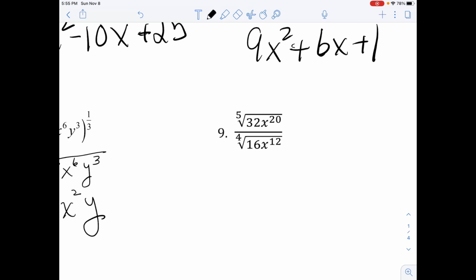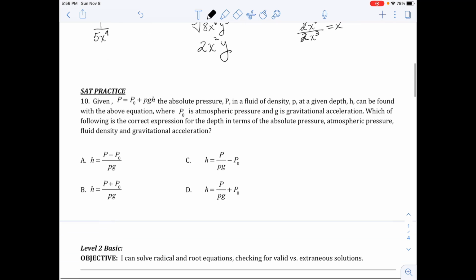So the 5th root of 32, you have to find out what number multiplied by itself 5 times is 32. So it's going to give us a 2. The 5th root of x to the 20 is x to the 4th. The 4th root of 16, what number multiplied by itself 4 times is 16. That is also 2. And the 4th root of x to the 12th is x to the 3rd. And so now we simply divide, use our rules of exponents, and the answer is x.